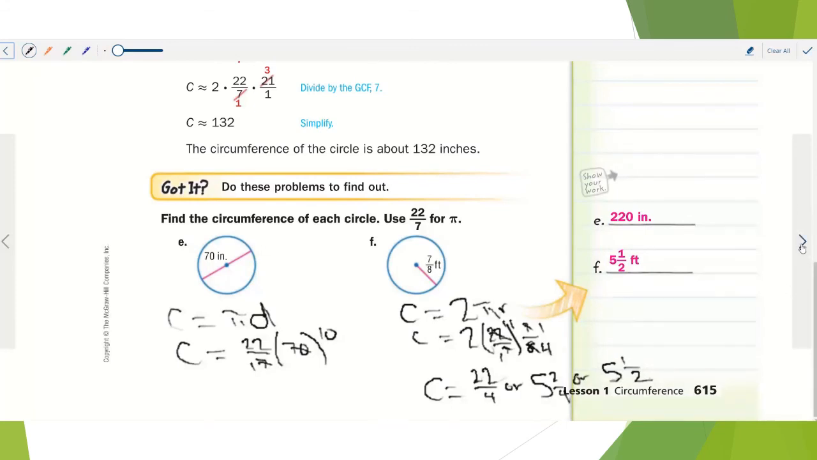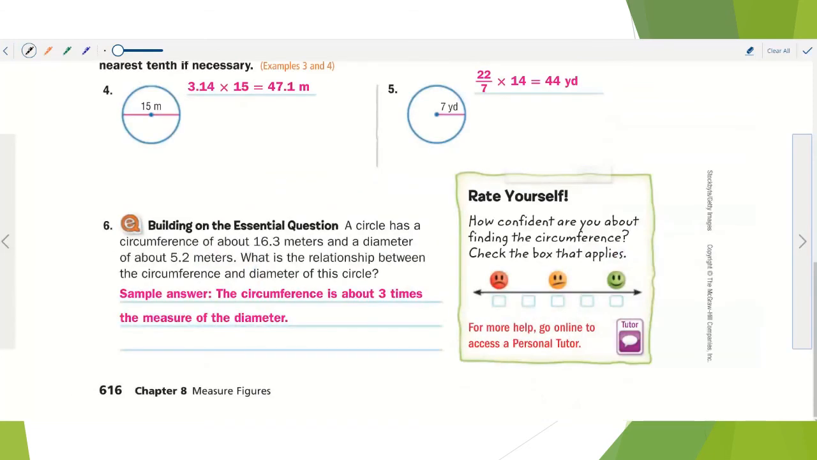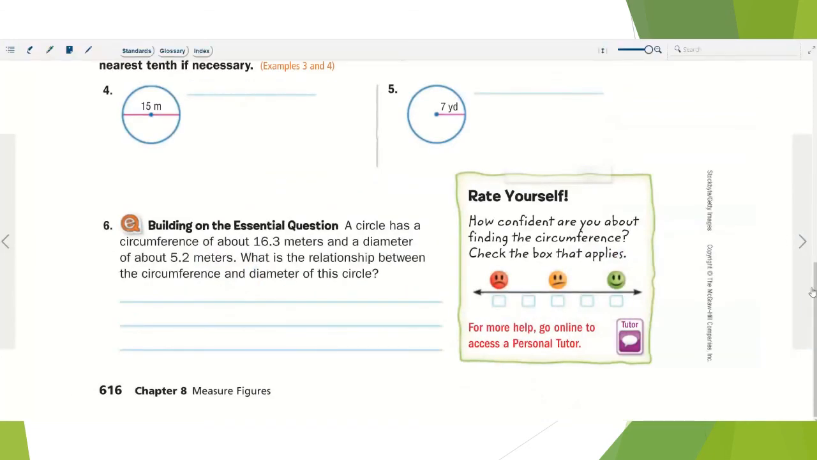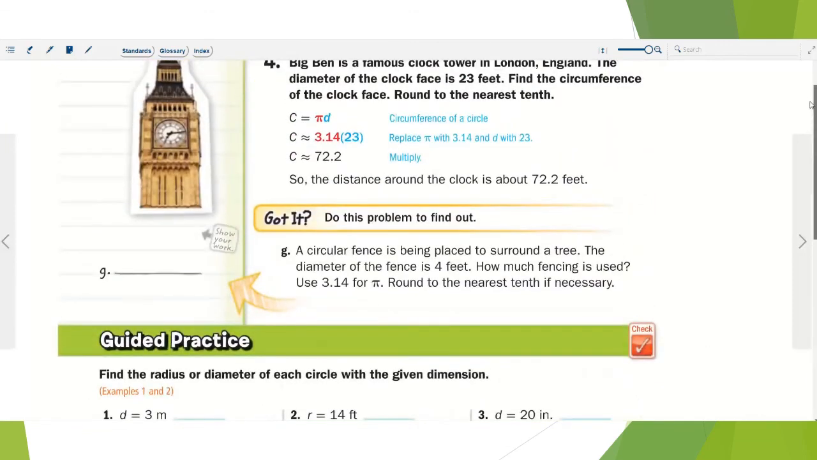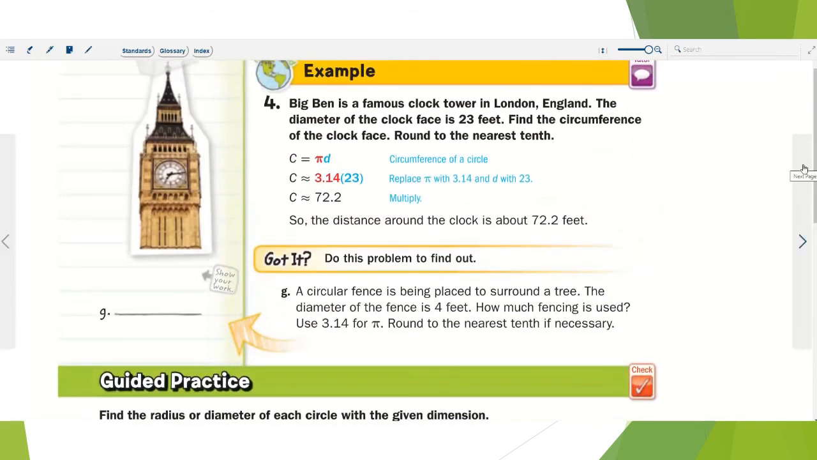Last but not least, if we look at the last example that they have given us on the top of 616, or if you're following along and you're just on the ebook here, you can see they give us a got it problem that says a circular fence is being placed to surround a tree. The diameter of the fence is 4 feet. How much fencing is used? This situation, they want us to use 3.14 for pi, round to the nearest tenth if necessary. So again, we're looking at the circumference of the fence that is going to be around the tree. Please go ahead and pause your video and work on this problem.